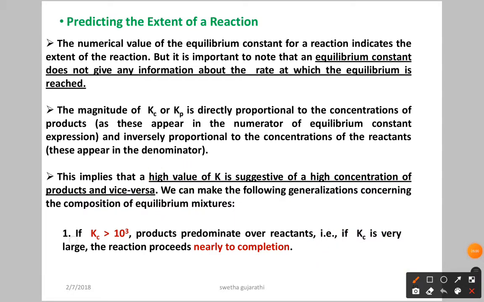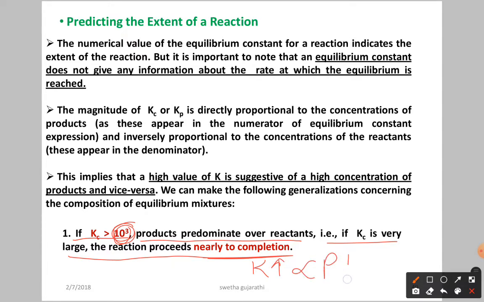You see here, if the K value is greater than 10 to the power of 3, products predominate over reactants, that is, Kf is very large and the reaction proceeds nearly to completion. Means what? If the K value is 10 to the power of 3, for example, we'll go through examples. Nearly complete conversion to product means the K value is large, which indicates the product concentration is more, which indicates the reaction is nearly at completion. Okay, let us see the examples now based on this.